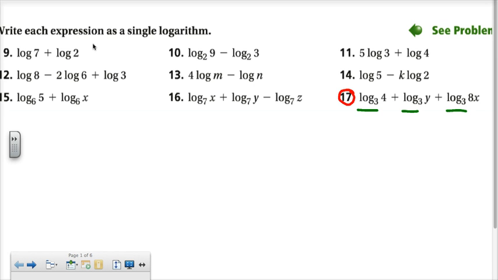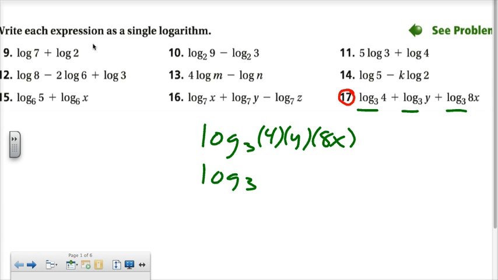So we try to figure out, what is addition, and in some of the cases we see up here subtraction. What is that doing? So in number 17, everything that we see there is addition, and addition means multiplication. So this is really the logarithm base 3 of 4 times y times 8x, because again, when we're talking about the language of logarithms, we are talking about the language of powers. And in power language, when you need to multiply, you add. So this is multiplication. So this would be the logarithm base 3 of 32xy. And you just pull all of that together.